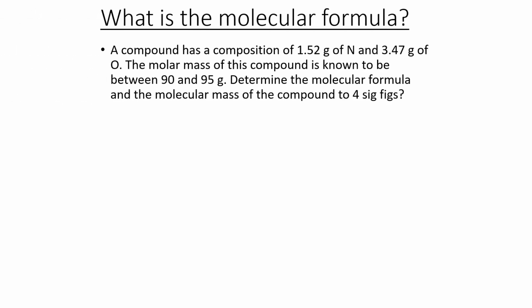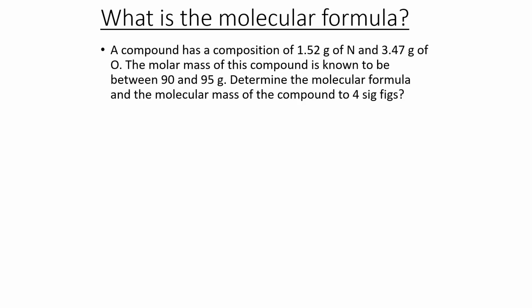All right, so now that we talked a little bit about it, let's actually look at a problem here. This is one from your notes. What is the molecular formula of a compound that's composed of 1.52 grams of nitrogen, 3.47 grams of oxygen, and has a molar mass between 90 and 95 grams? It's really 90 and 95 grams per mole. We're looking for the molecular formula and the molar mass of the compound to four significant figures.